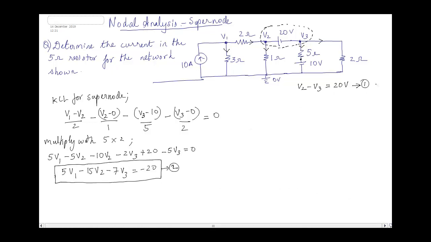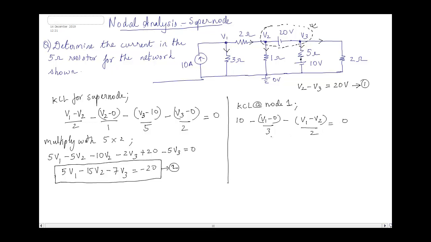Now already we have written the first equation for this particular node here. We have written V2 minus V3 is equal to 20 volt. So for V2 and V3 we already have two equations. Now for V1 again we will have to write an equation. So I will say KCL at node 1. At node 1, I will get 10 is incoming, so plus 10 minus (V1 minus 0) by 3. This is outgoing again, so minus (V1 minus V2) by 2 is equal to 0.